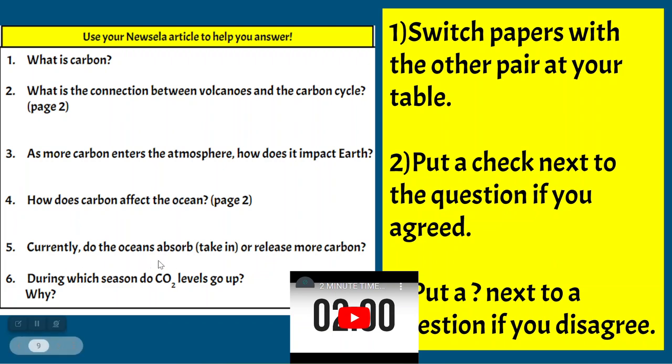Currently, do the oceans absorb, take in, or release more carbon? They're going to take in a whole lot of carbon, so they are carbon sinks. Sink, S-I-N-K, is what I'm saying. And then during which season do carbon dioxide levels go up, and why? Well, in the winter, if we have fewer leaves on our deciduous trees, there's possibly going to be less photosynthesis happening. And so if there's less photosynthesis happening, it means we're not pulling as much carbon dioxide out of the atmosphere, right? Because less photosynthesis means those plants aren't taking that carbon dioxide out. So that is a possible season and reason.